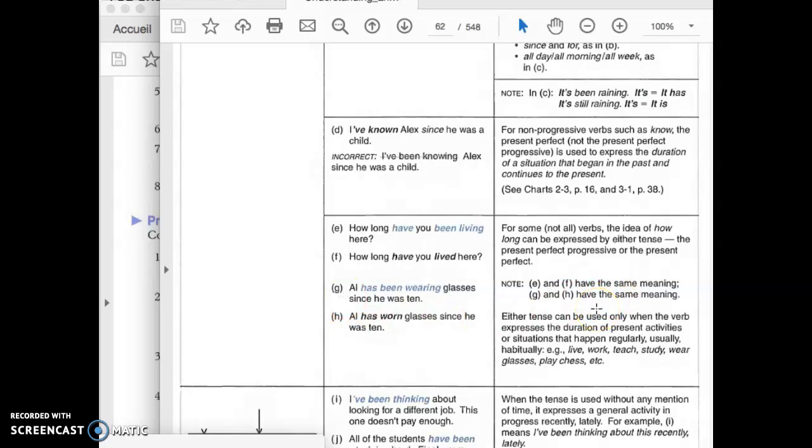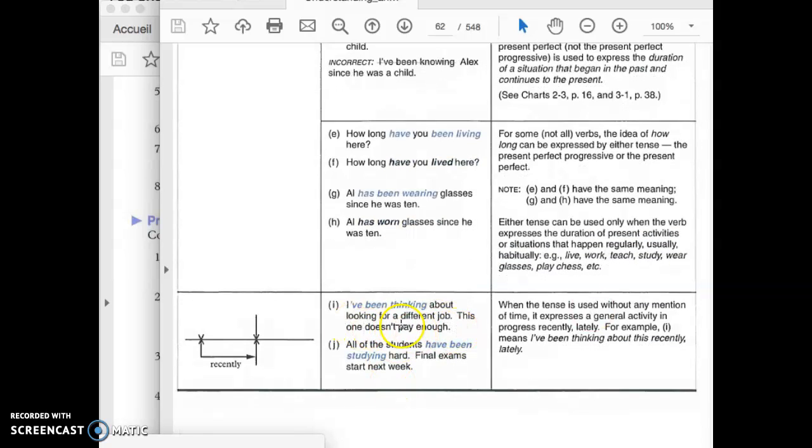Either tense can be used only when the verb expresses a duration of present activities or situations that happen regularly, usually, habitually, with verbs like live, work, teach, study, wear glasses, play chess, etc.